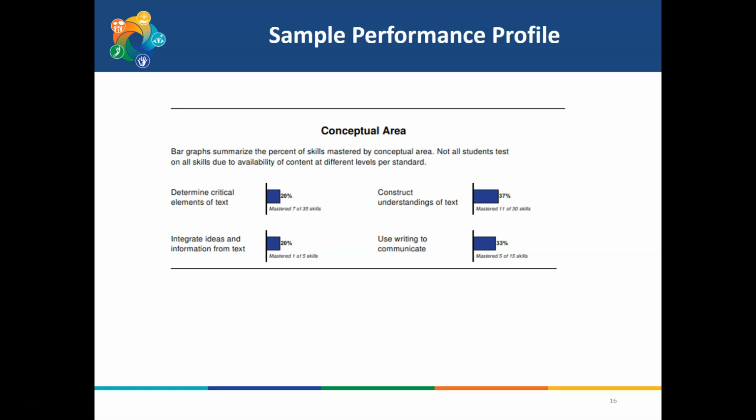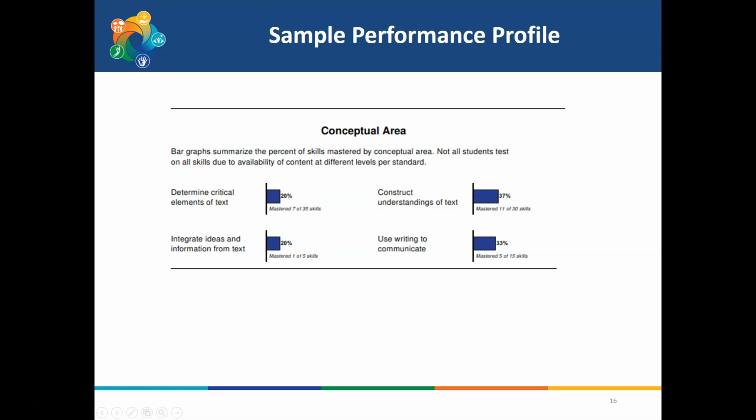The final section of the performance profile summarizes student performance for groups of related essential elements. The report shows summaries by yearly conceptual area. The conceptual area bar charts can help identify broad areas of strength and need within the subject. For each conceptual area, the report shows a percentage of mastery. Under the blue percentage bar, a note states the number of skills mastered and the total number of skills available.